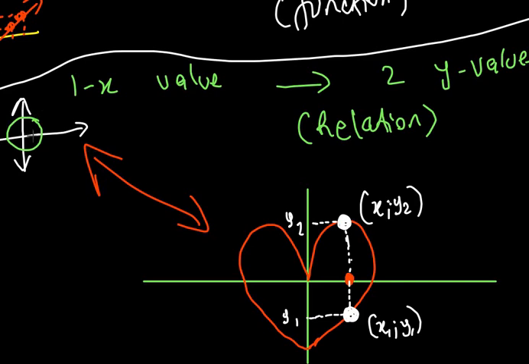Same thing with the circle that you see here. It's gonna have a point here and a point there. Those points are gonna have the same x value, but they're gonna have different y values. So that means they are not called functions, but rather they are called relations.